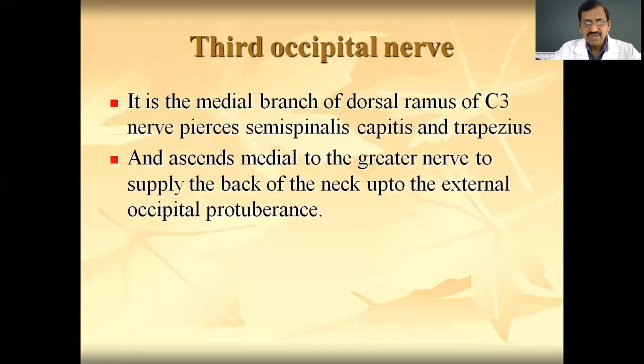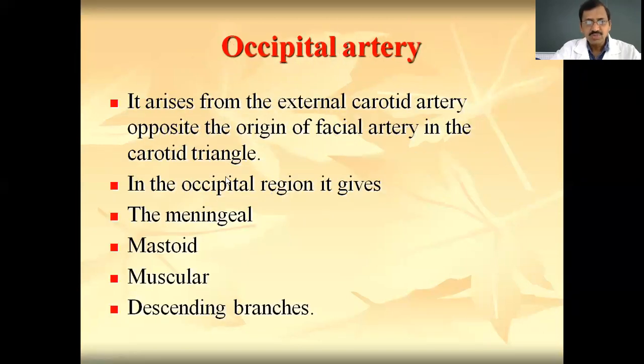And another one is the third occipital nerve. It is also a very important branch, that is the medial branch of the dorsal ramus of the C3 nerve. It pierces the semispinalis capitis and trapezius, and finally it ascends in the back of the neck, and just lateral to the external occipital protuberance and the greater occipital nerve, it supplies the scalp.